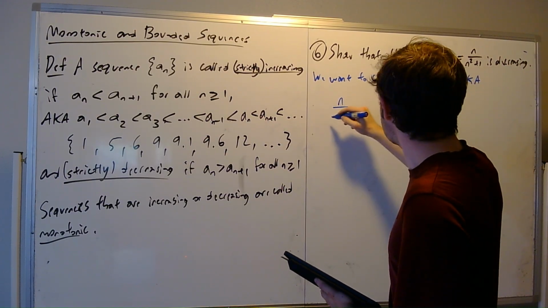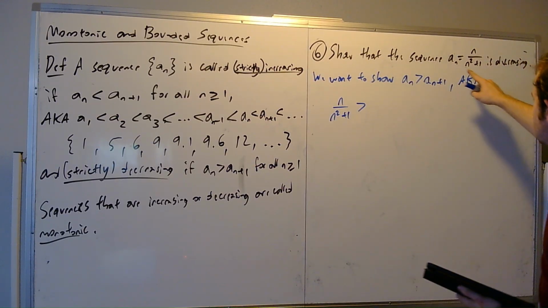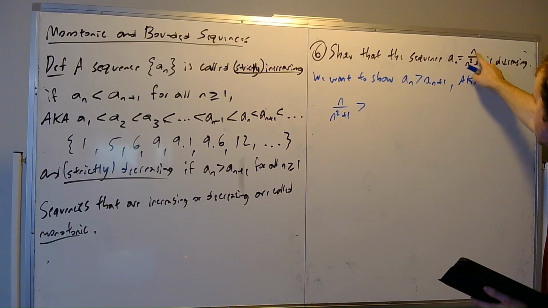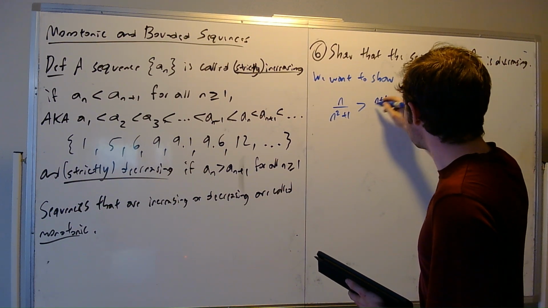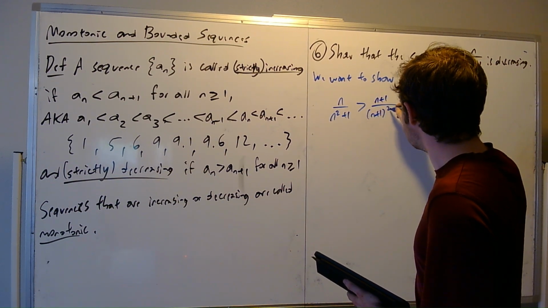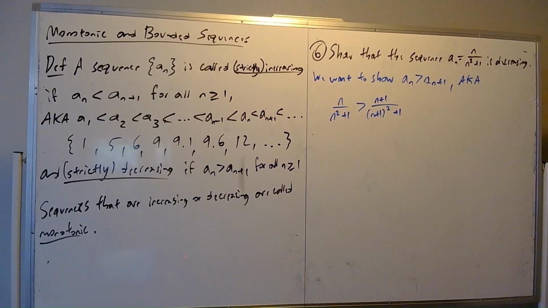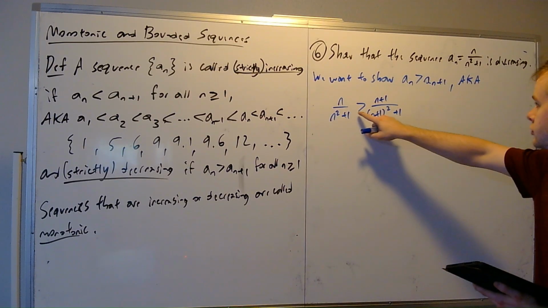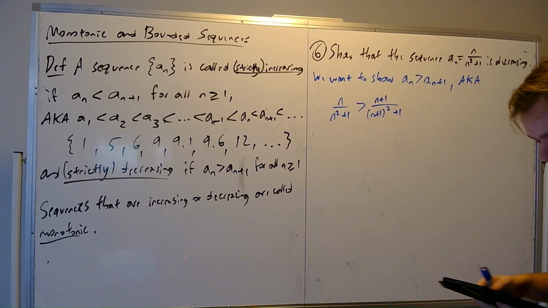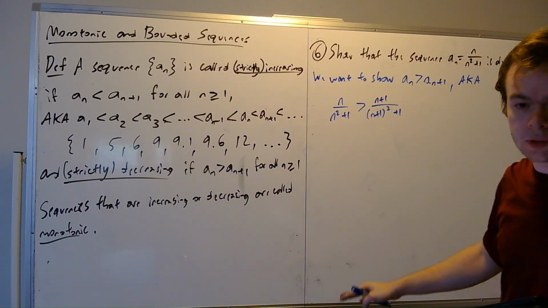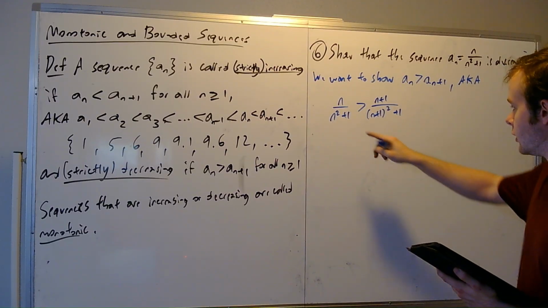So n over n squared plus 1 is greater than, and here, a_{n+1}, that just means wherever I see an n here, I need to replace it with an n plus 1. So if I do that, then we're going to have n plus 1 over (n plus 1) squared plus 1. So I just replace these n's with n plus 1. Okay. So if this is true, then it turns out that our function is decreasing. Okay. So in order to try to figure out what this means, I'm going to go ahead and cross multiply just to get rid of these fractions.